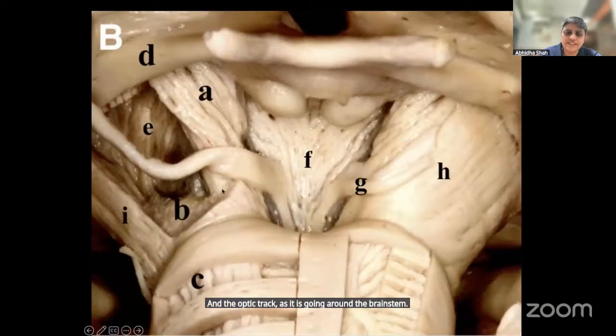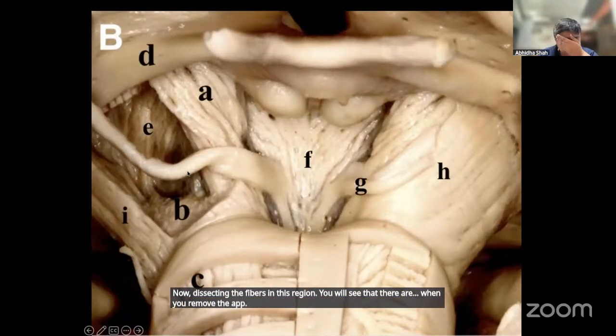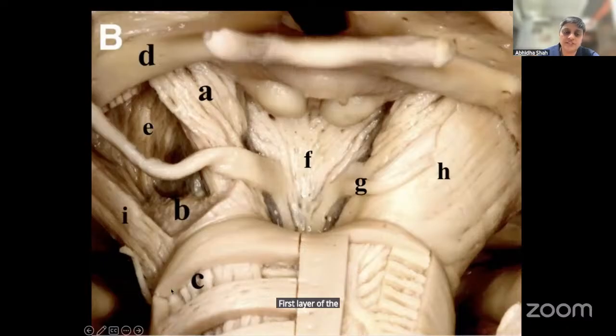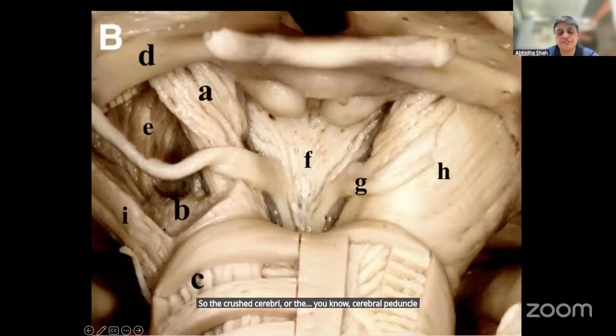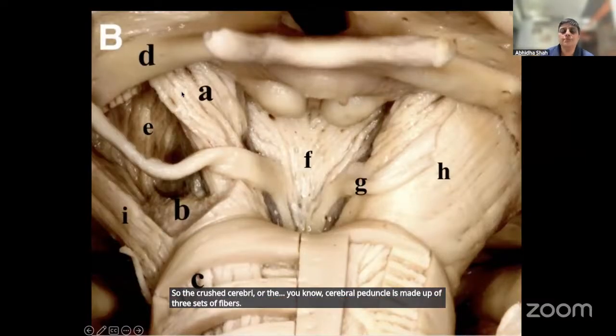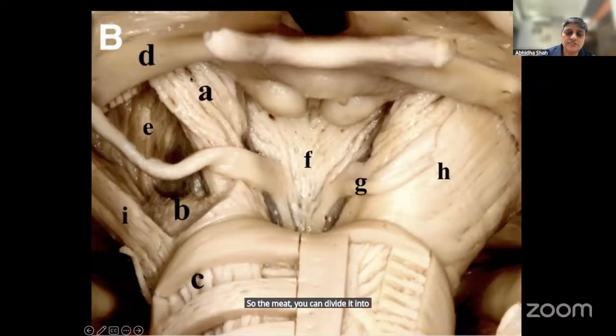Now, dissecting the fibers in this region, when you remove the first layer of the crus cerebri, you will see these fibers. So the crus cerebri, or the cerebral peduncle, is made up of three sets of fibers. You can divide it into three parts. The medial 1/5 is composed of the frontopontine fibers, or Arnold's fasciculus. It connects the frontal lobe to the pontine nuclei.